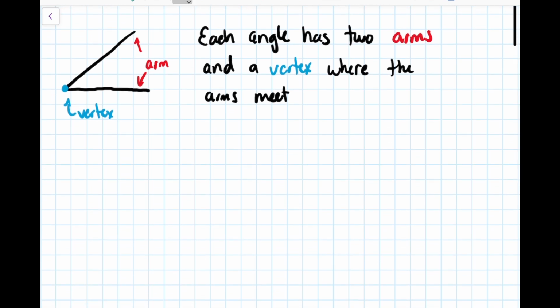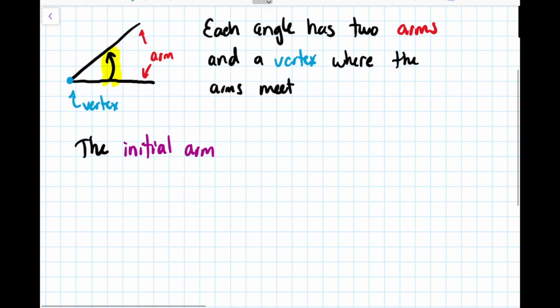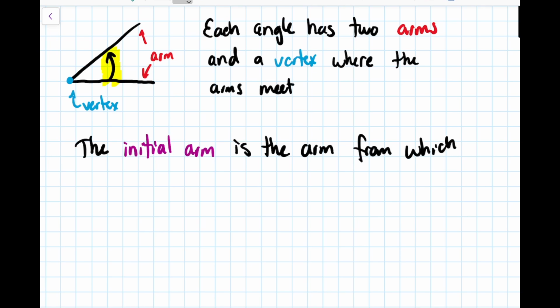Those arms do have names, though, so we want to be able to differentiate between them. The angles, when we draw them, typically have a direction to them. If you look at this angle that we've got up here, usually there's going to be an arrow like this that shows you where you're starting from and where you're going to. So the initial arm: if you think of what the word initial means, not in terms of letters and names, but in terms of starting, the initial arm is the arm from which we are measuring. Basically, it's where you start.